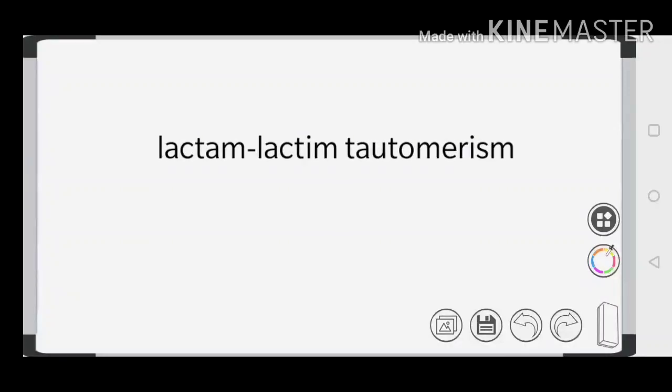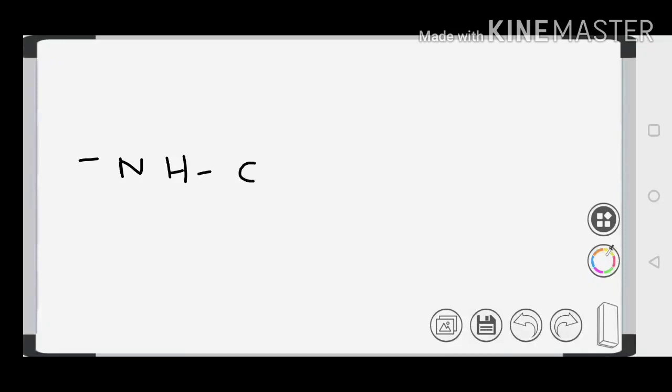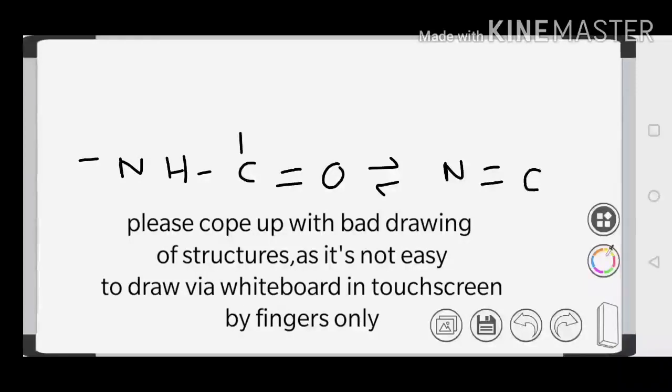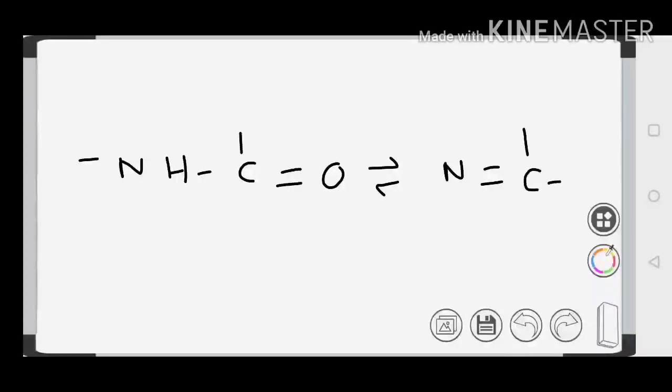Apart from Keto-Enol Tautomerism, there are some other examples of tautomerism, less important compared to Keto-Enol Tautomerism of course. Those are Lactam tautomerism. Let us see how it is. This is the Lactam form, and it is getting converted into the lactim, which is N double bond C single bond O, OH. There is a bond on this side. So this is lactam tautomerism.